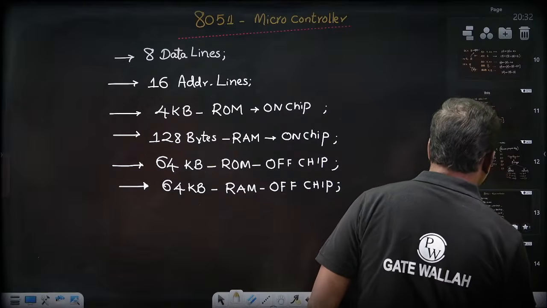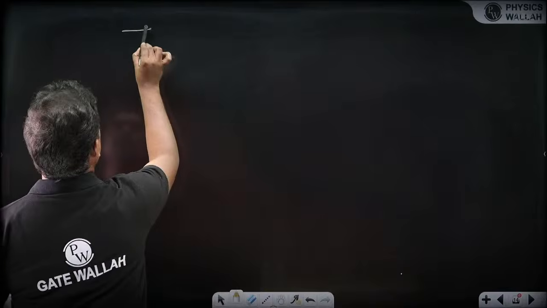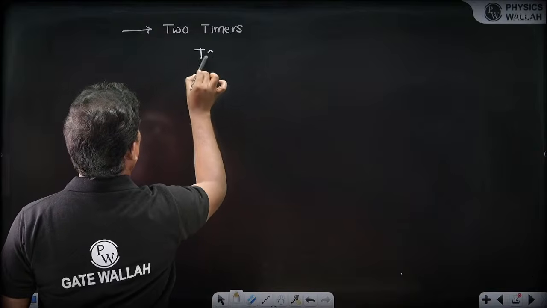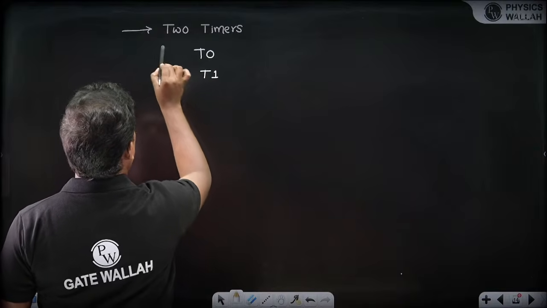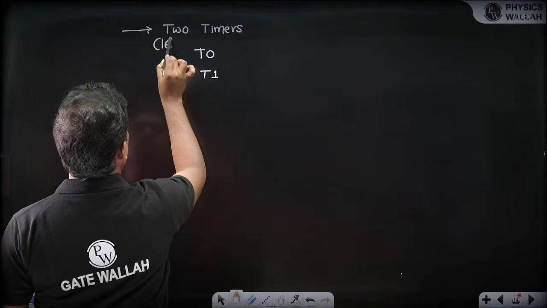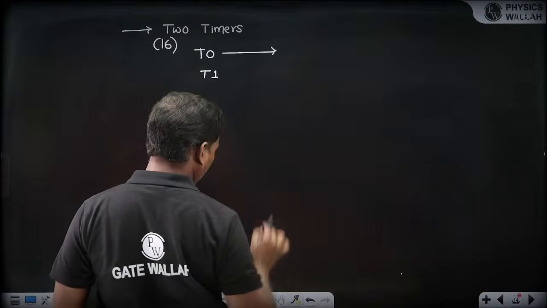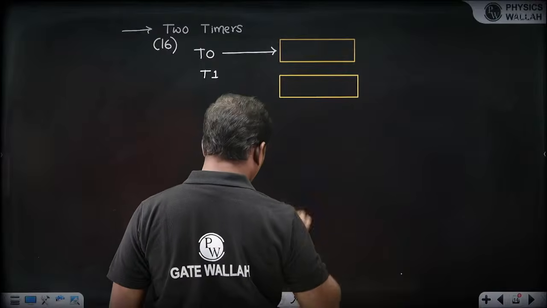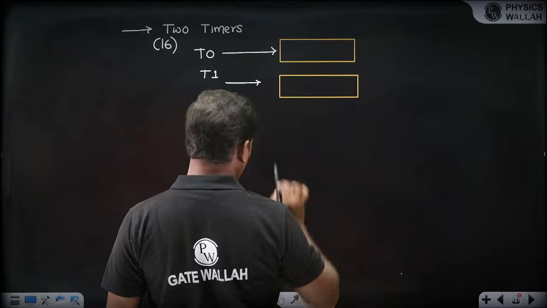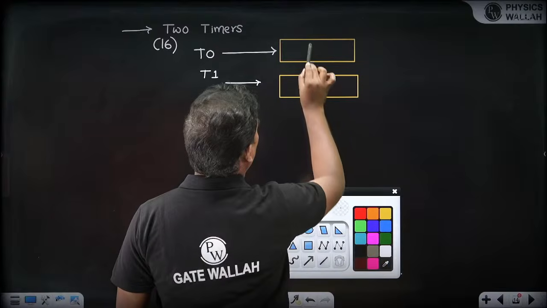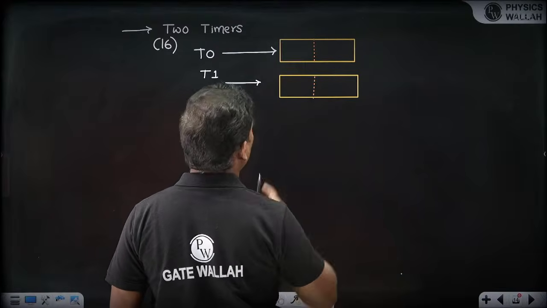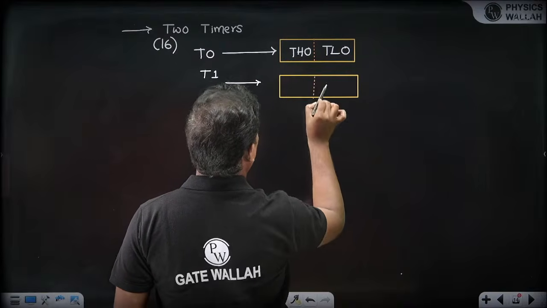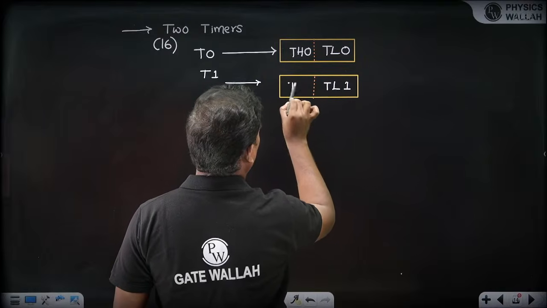We're having certain special registers. We're having two timers. So what are they? Timer 0, timer 1. Both are 16-bit timers. Timer 0 is divided as timer low, timer high, and timer 1 also timer low, timer high.